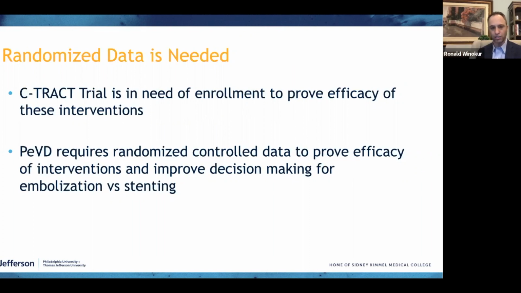We need to recruit patients into this trial so we can continue to do these interventions and be validated in our treatments. And upcoming pelvic venous disorders require randomized controlled data to prove efficacy of intervention and improve decision-making for embolization versus stenting. I hope to tell you that in the next 6 months, we should be opening a multi-center trial on this. That is in the works. Funding is being planned, and hopefully we'll have that ongoing in the very near future.